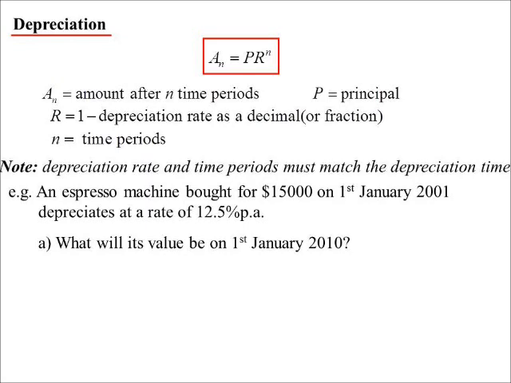$15,000 on the 1st of January 2001. I guess that's just to make the maths nice and easy, that the first year was n = 1. It depreciates at 12.5% per annum. What's its value going to be in 2010, 1st of January? So there's the formula. 1 minus the 12.5%, so we get 0.875. It's to the power of 9, and there's our value.